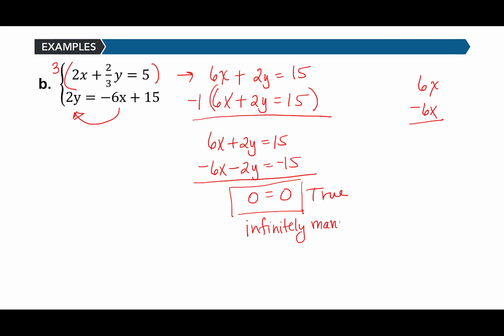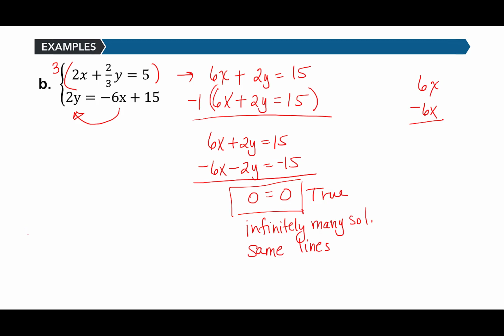In fact, you can see it in the original form, or that is after I got them in the standard form, that those two equations are exactly the same. So this is the case where the two lines are the same. So they're the same or coinciding lines, which means that every single point on the line is a solution.